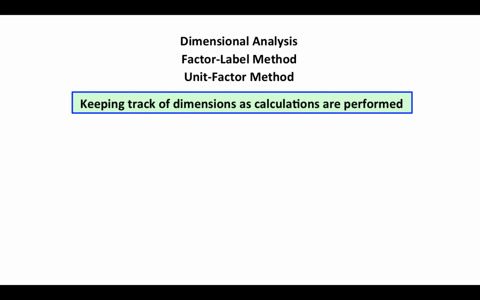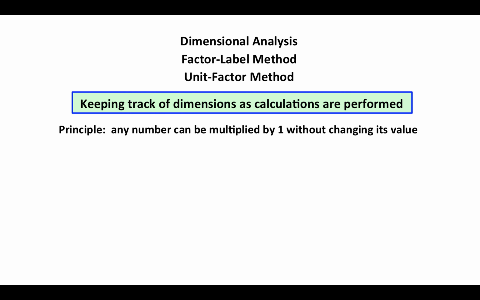When you're doing calculations, it's very easy to make mistakes, and a useful way of minimizing that is what's called dimensional analysis. I'll explain that and give you some examples. Dimensional analysis is also known as the factor label method or the unit factor method. And it is extremely valuable in keeping track of dimensions as calculations are performed.